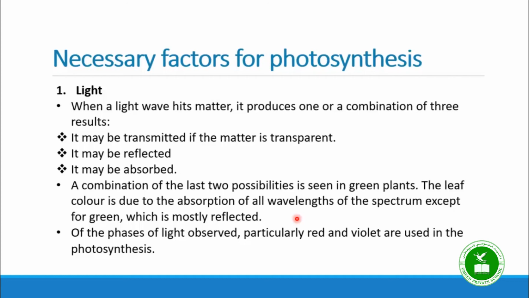The combination of the last two possibilities is seen in green plants. It means that some light waves are reflected and some are absorbed. The leaf color is because when the light wave hits the leaf, the green wavelength of the light spectrum is reflected.